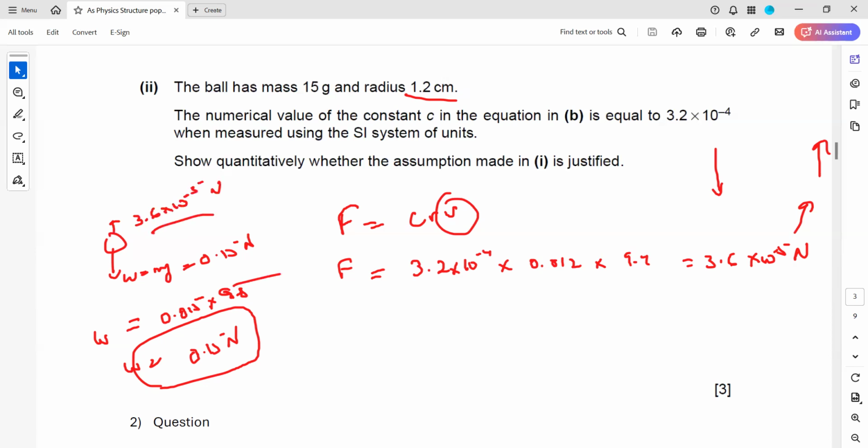So what is the ratio between them? If I want to take the simplest ratio, 0.15 and 3.6 × 10^-5, how many times is the weight? It's about 4,000 times, 4,087 times. So it's too big. It means this can be justified: the resistive force is negligible, so we can assume that there is no air resistance acting.